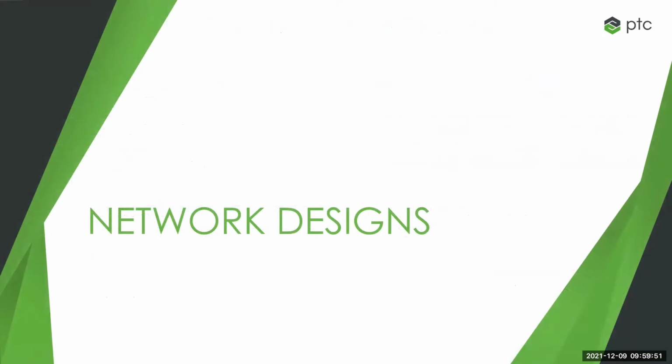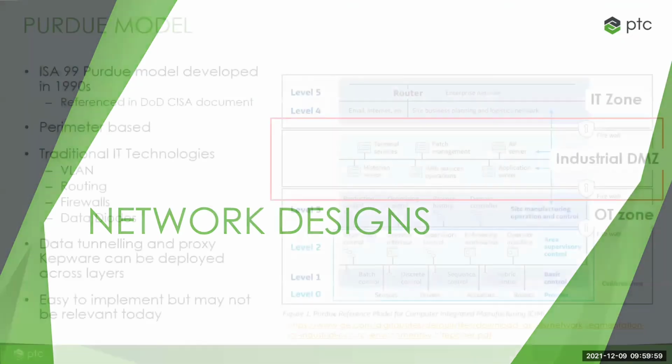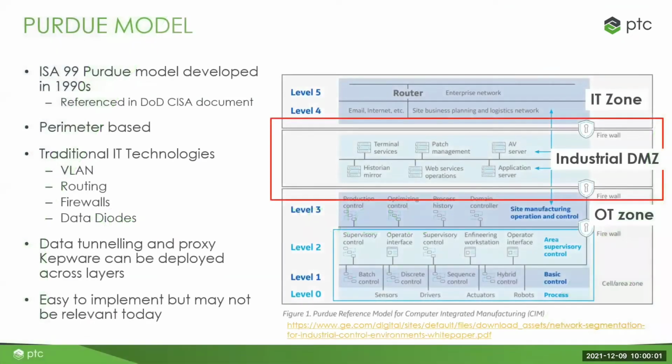Okay, so the next portion we are going to talk about is just to share with you some of the typical network designs in OT. The most famous one, I guess, would be the Purdue Model, which I think a lot of people will be quite familiar with. It's actually a model that was developed in the 1990s. So it's a perimeter-based zoning, right?